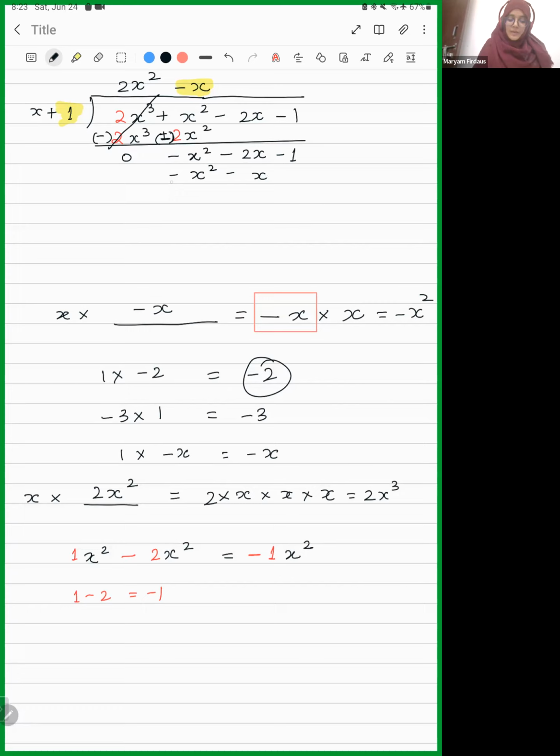So now, again, we have to change the signs. How do we change the signs? This is a minus sign, so we make it a plus sign. And this is again a minus sign, so we make it a plus sign. If it was plus, we make it minus. If it is minus, we make it plus. Fine. And now we do the subtraction. So minus x square plus x square gets cancelled.